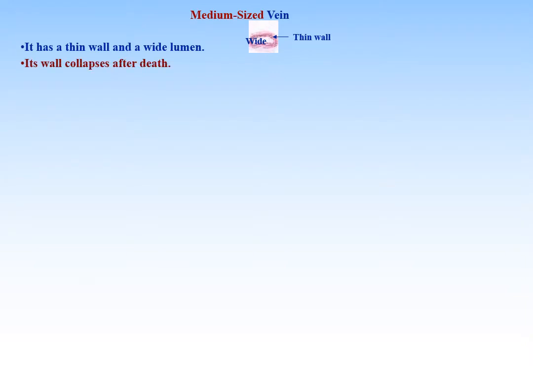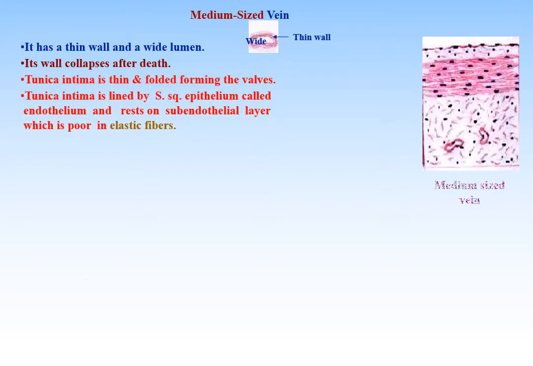Medium-sized vein. It has a thin wall and a wide lumen. Its wall collapses after death, so it appears flattened. Tunica intima is thin and folded, forming the valves. Tunica intima is lined by simple squamous epithelium or endothelium and rests on a subendothelial layer which is poor in elastic fibers. Internal elastic lamina is indistinct.